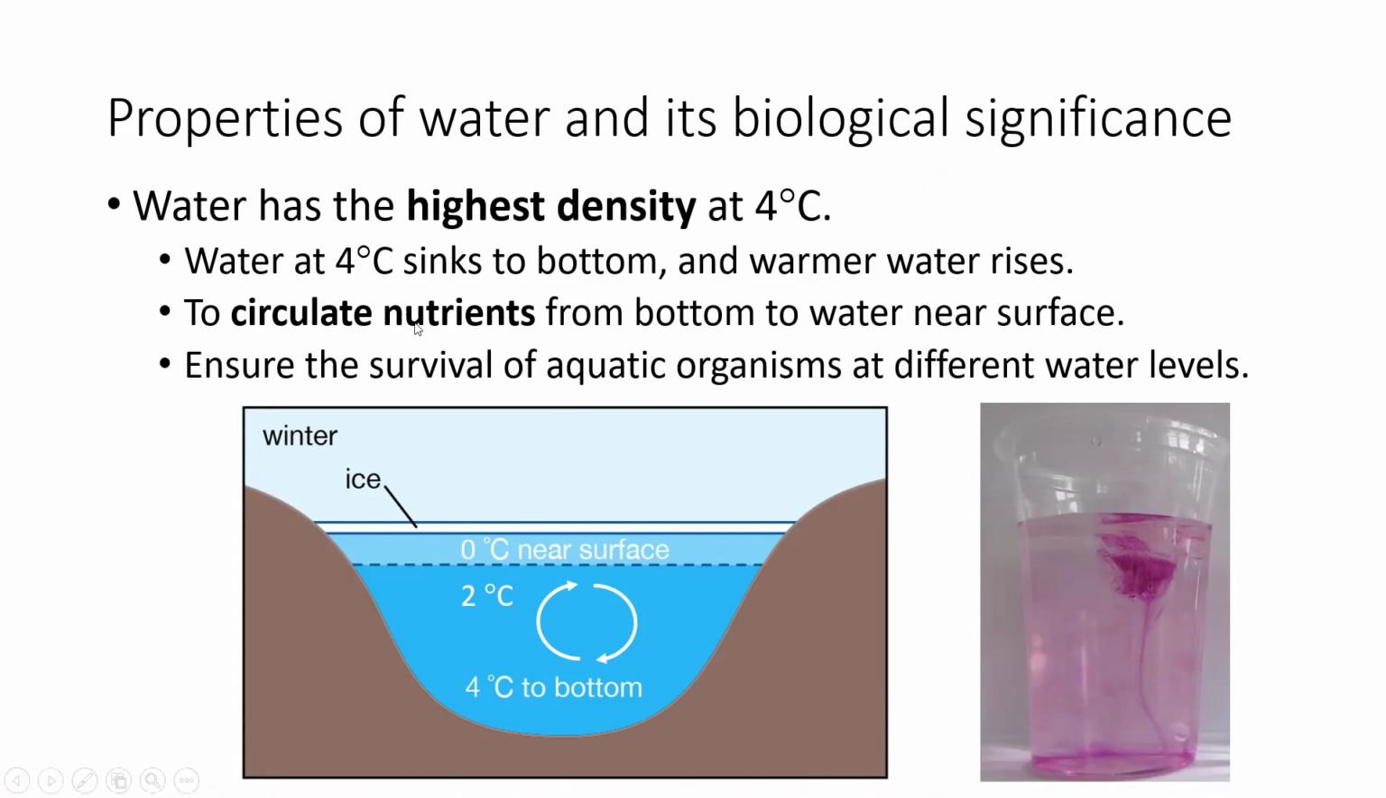This enables the circulation of nutrients from the bottom to the water near the surface, and also the circulation of nutrients from the water surface to the bottom, and then the circulation of oxygen as well, from the surface to the bottom. Again, this will ensure the survival of aquatic organisms at different water levels.